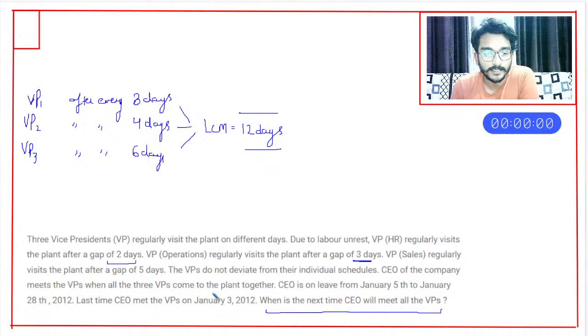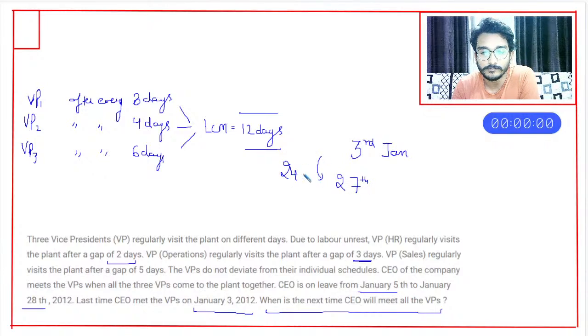It is given in the question that they all are meeting on the 3rd January, and CO is on leave from 5th to 28th. So when they all met on 3rd Jan, after 12 days, 24 days are exhausted. There is a gap of 24 days here. They will meet on 27th.